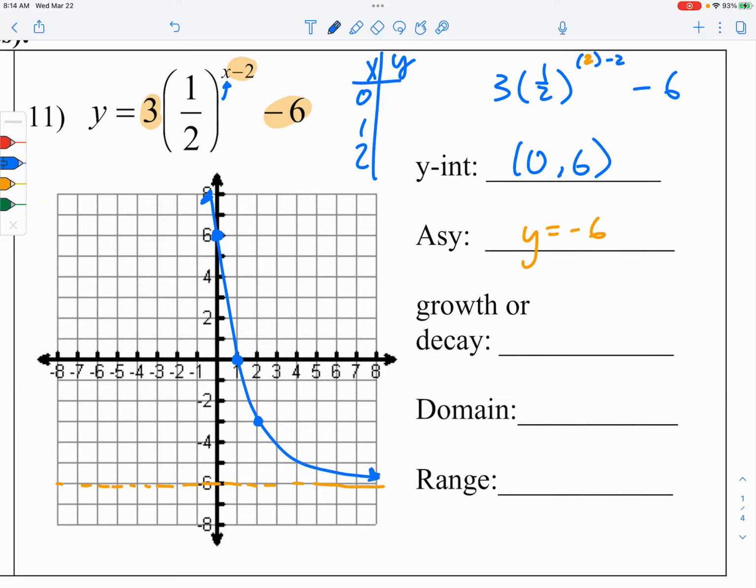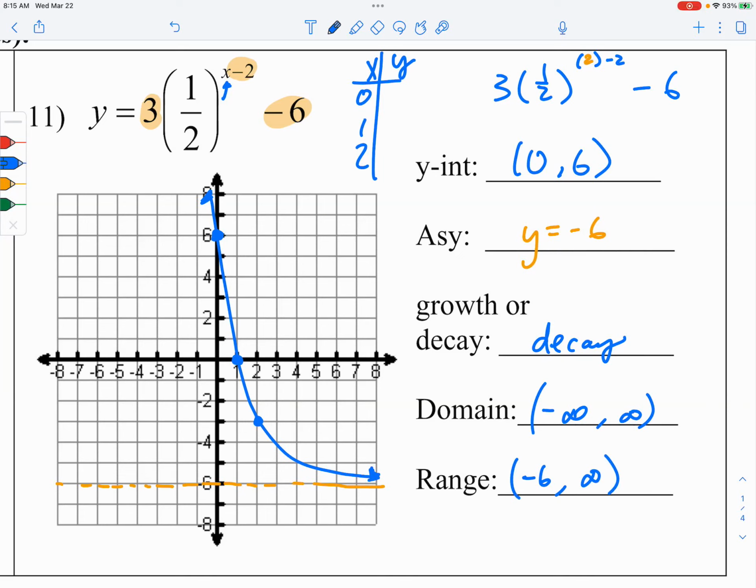Now, again, you should always put the horizontal asymptote first before you start graphing. Because if you don't even know where the horizontal asymptote is, it's kind of hard to graph. So this is clearly a decay. And the domain and range would be, well, the domain would be -infinity to infinity. The range would be from -6 to infinity.